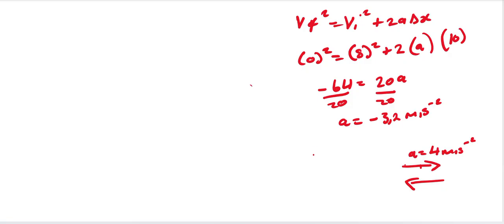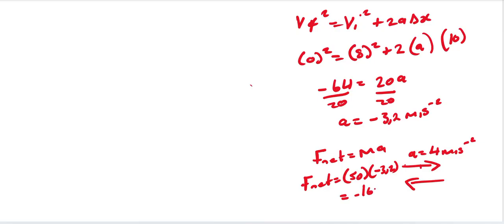You get me? So let's find our F net. F net is equal to MA. When we find our F net, we'll be finding our friction. Here we have 50. Our A is negative 3.2. Then our F net is 50 multiplied by negative 3.2. Here we're going to have negative 160 N. Do you get me?